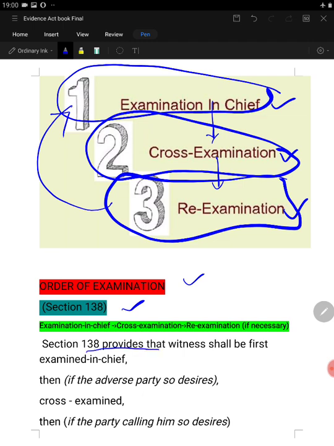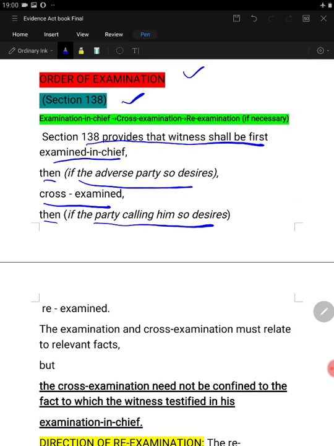So 138 provides that witness shall be first examined in chief, then if the adverse party so desires, cross examined, then if the party calling him so desires, re examined. The examination and cross examination must relate to relevant fact, but cross examination need not be confined to the facts to which witness testified in examination in chief.